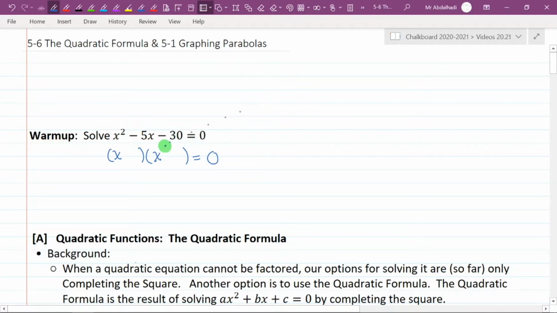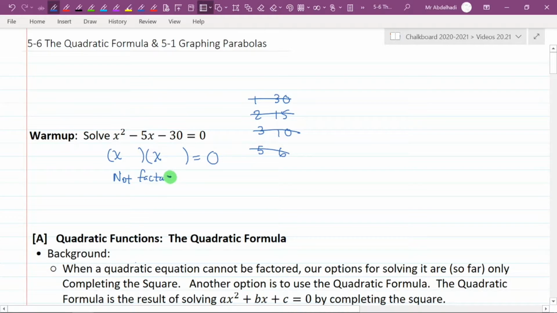So what are two factors of -30? Do any of these add or subtract to give you a 5? Specifically a -5. And 1 and 30 cannot add or subtract to give you a 5. 2 and 15 will not do it. 10 and 3, that'll be either 13 or 7. That won't do it. 6 and 5 is either going to be 11 if you add or 1 if you subtract. So none of these work, which means this is not factorable.